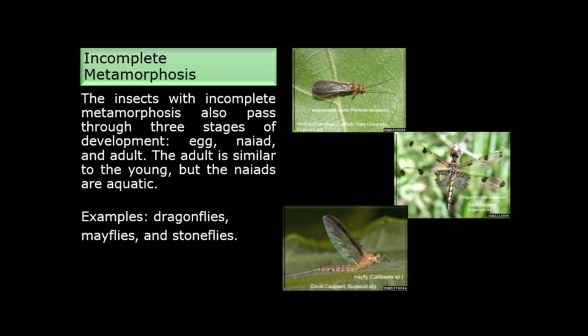The insects with incomplete metamorphosis also pass through three stages of development: egg, naiad, and adult. The adult is similar to the young, but the naiads are aquatic. Examples of these insects are going to be dragonflies, mayflies, and stoneflies.